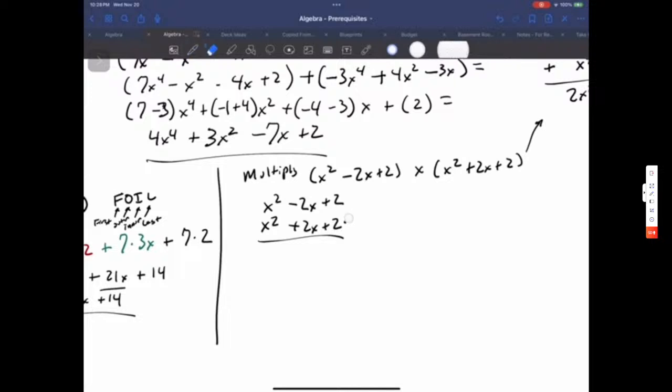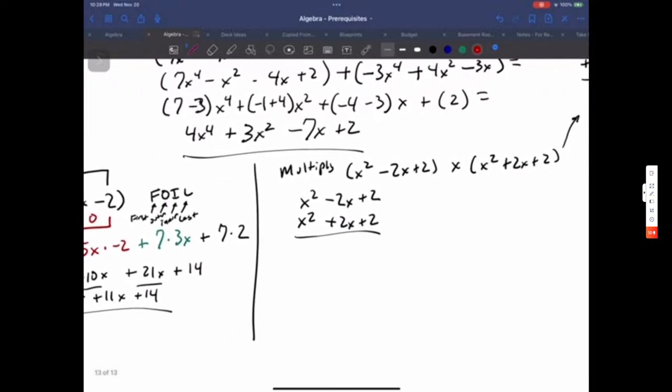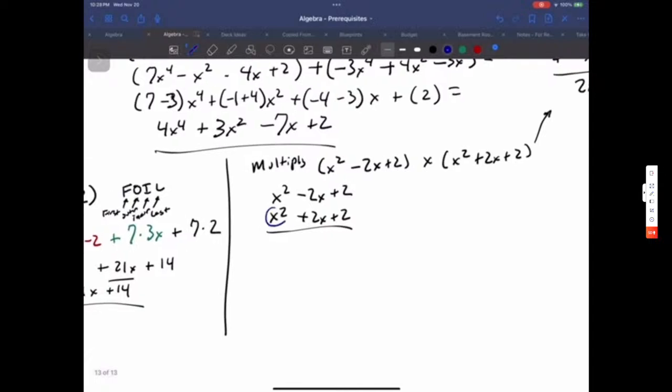So similar to FOIL, we're going to distribute this guy. Remember, F was red, or F was blue, I guess. So we're going to take him and multiply across all three. So x squared times x squared is going to be x to the 4th, minus 2x times x squared plus 2 times x squared. So we just took the x squared and multiplied it all the way through.